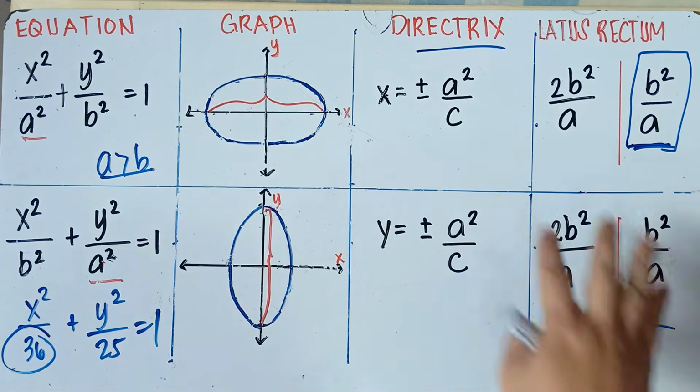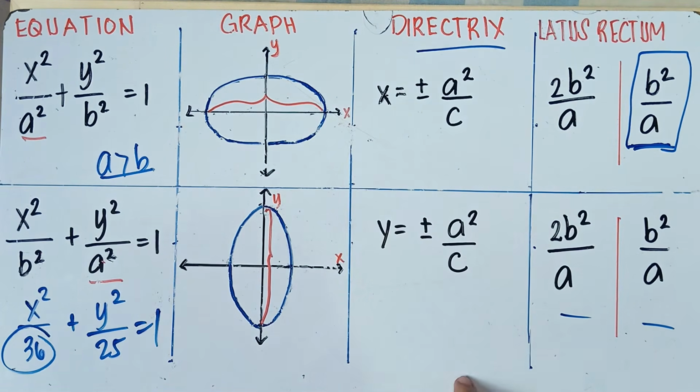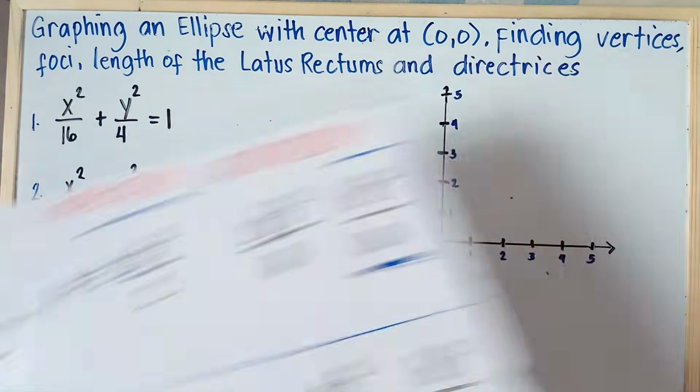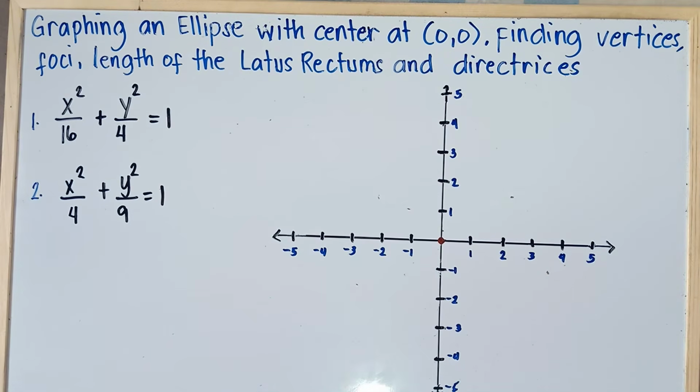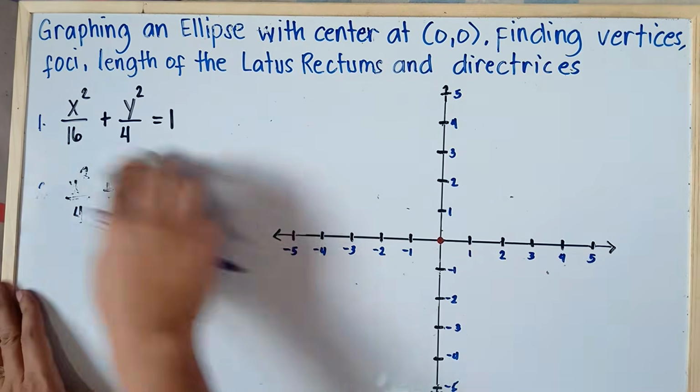Alright, so if you understand this one, we'll be explaining this one. We will solve the latus rectum, we will solve the directrices, we will graph. Okay, we'll find the value of a, b, and c. Alright, so let's start finding a, b, and c with regards to our given example. Let's start with example number 1.